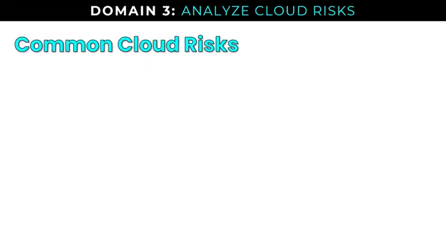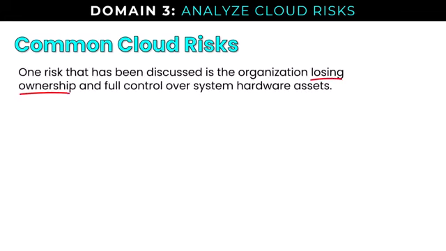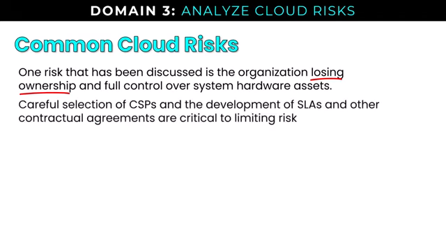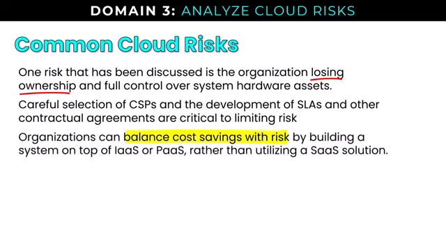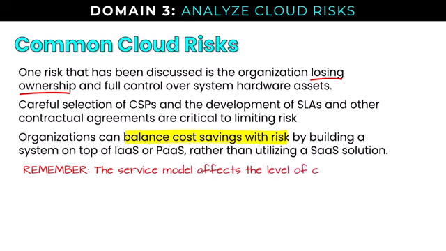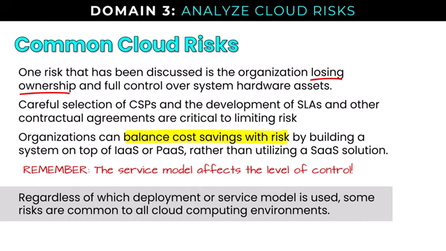So let's shift gears and talk about common cloud risks. Now, one risk that's been discussed is the organization losing ownership and full control over system hardware assets. Careful selection of CSPs in the development of SLAs and other contractual agreements are critical to limiting risk. Organizations can balance cost savings with risk by building a system on top of IaaS or PaaS rather than utilizing a SaaS solution. Remember, the service model affects the level of control. But regardless of which deployment or service model is used, some risks are common to all cloud computing environments.